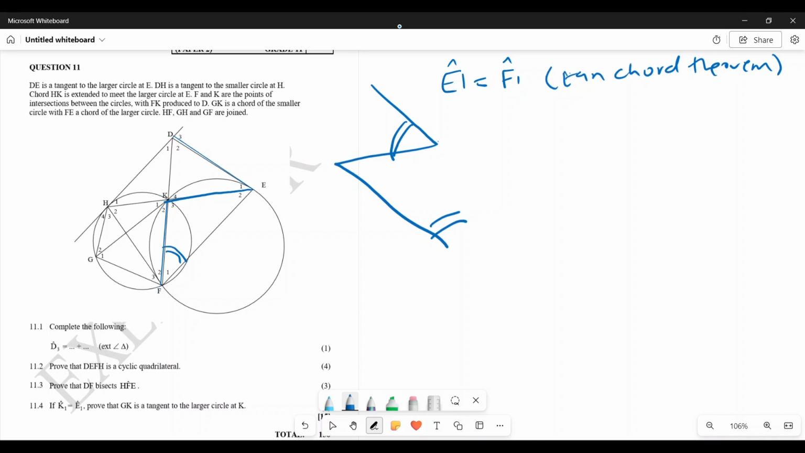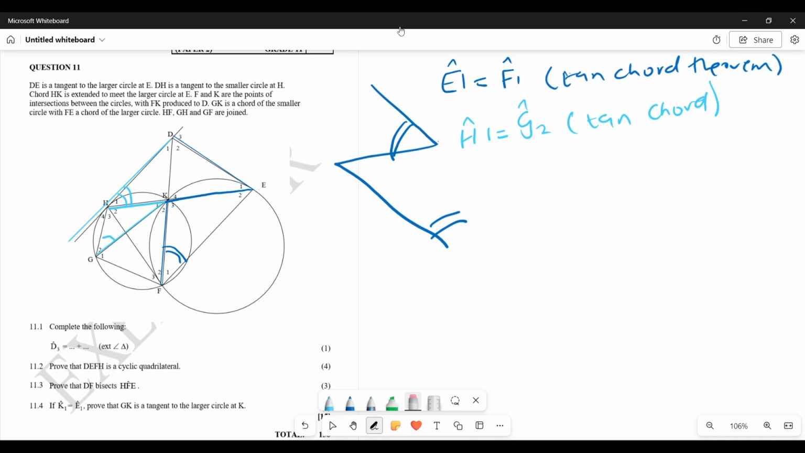Now also, DH is a tangent to the smaller circle. Let me see if I could identify the same angle here. So this is my tangent. And if I were to apply the tan-chord theorem, drawing the Z shape, in this instance my H1 is going to be equal to G2, right? So H1 is equal to G2, tan-chord. All right, so that is what I wanted to draw out.